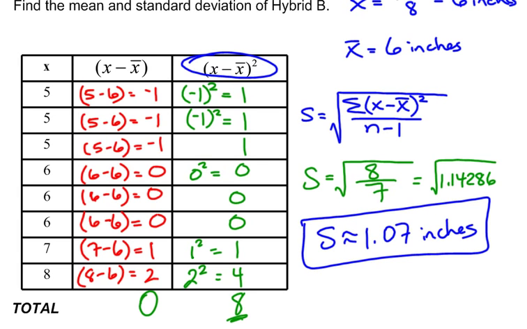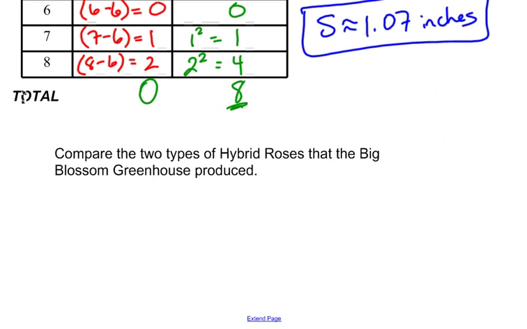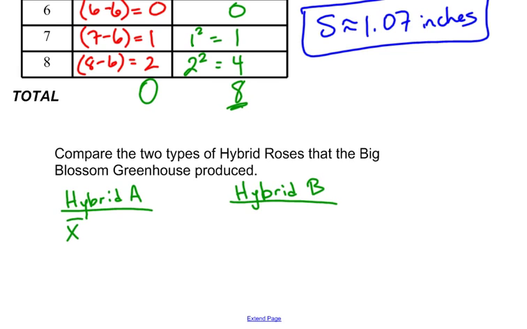So we're now asked to compare the two types of hybrid roses that the Big Blossom greenhouse produced. Well, if we look at these, we had hybrid A, and we had hybrid B. Hybrid A had a mean of 6, hybrid B had a mean of 6 inches, that is. Guess I should label that.